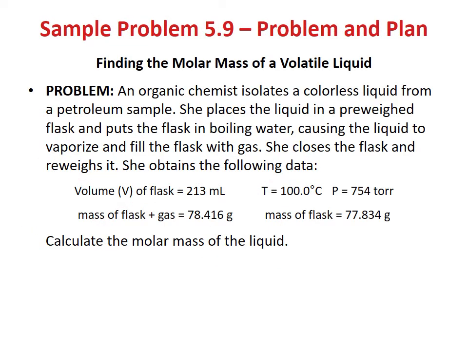Sample problem 5.9 is an example of how molar mass can be determined. An organic chemist isolates a colorless liquid from a petroleum sample. She places the liquid in a pre-weighed flask and puts the flask in boiling water, causing the liquid to vaporize and fill the flask with gas. She closes the flask and reweighs it. She obtains the following data. Calculate the molar mass of the liquid.